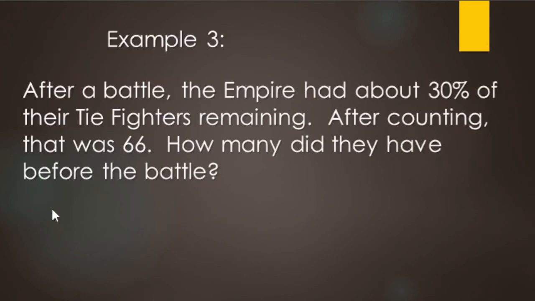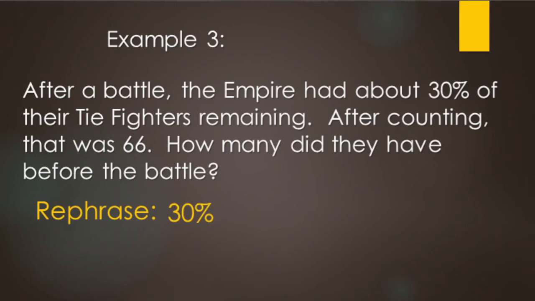So here we go. After a battle, the Empire had about 30% of their TIE fighters remaining. After counting, it was 66. How many did they have before the battle? So this one is going to take quite a bit of unpacking to do. So we do need to rephrase what we're actually looking for.